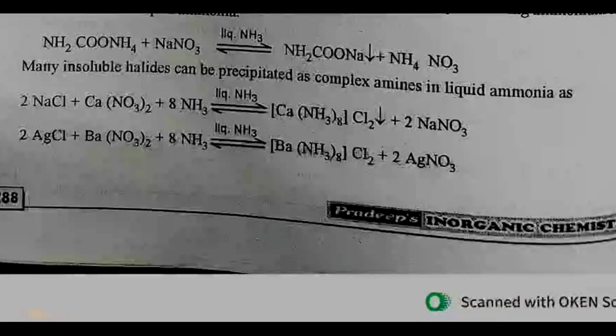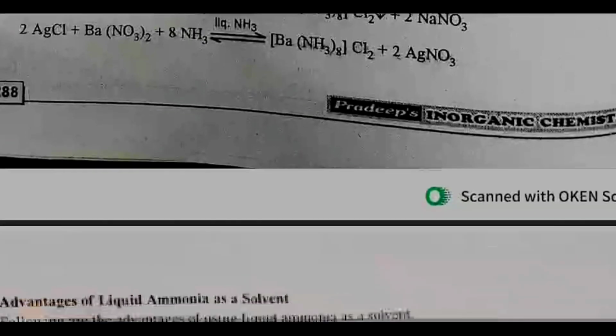Many insoluble halides can be precipitated as complex amines in liquid ammonia, as 2NaCl plus Ca(NO3)2 plus 8NH3 in liquid ammonia gives [Ca(NH3)8]Cl2 plus 2NaNO3.